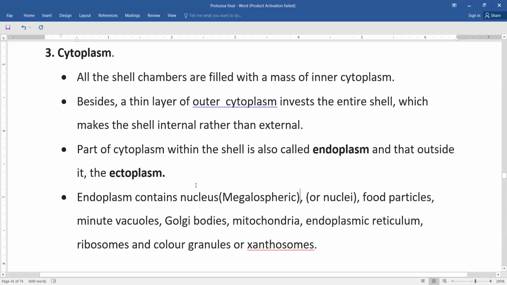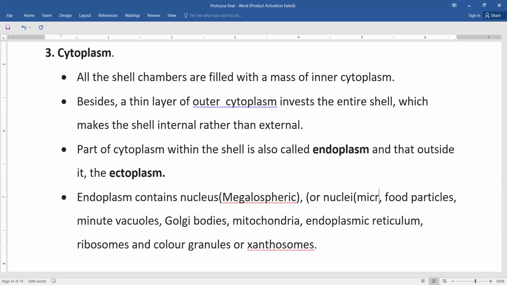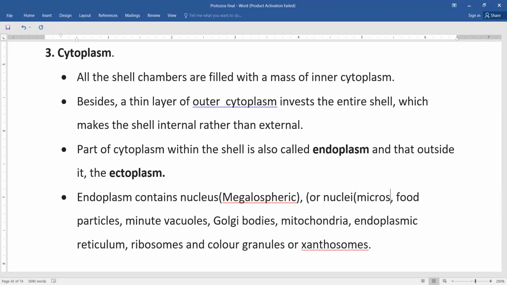Nuclei are present in microspheric form. Microspheric form is a multi-nucleate form.